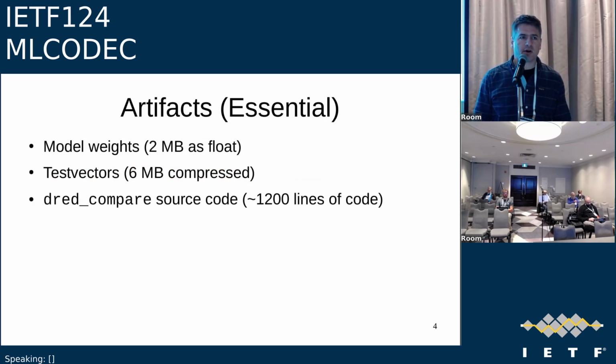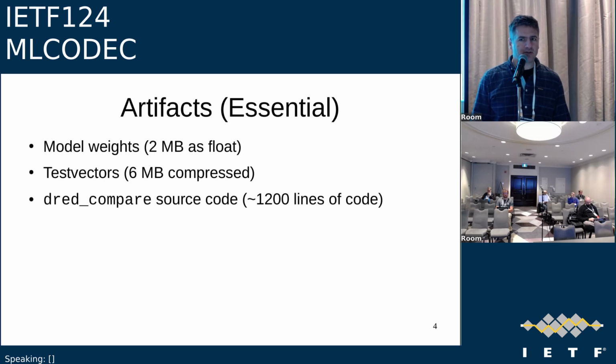Now, in terms of artifacts that we should have in whatever we standardize, the ones that I believe are essential are the following 3. First, the model weights published as floating point values. That would be about 2 megabytes, which is 4 times the sizes I presented earlier because float is 4 times bigger.